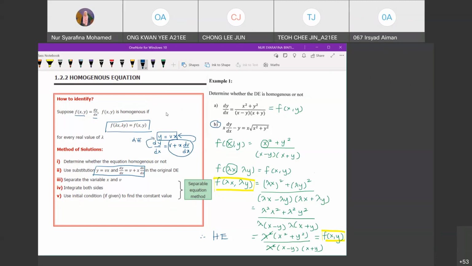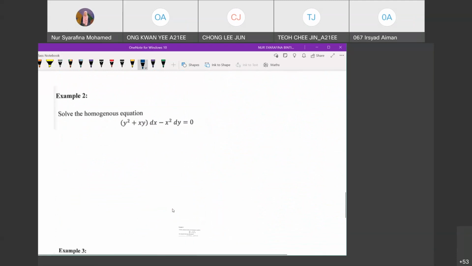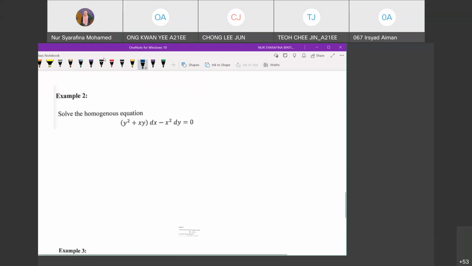So we use the substitution y equals vx in the original differential equation, separate the variables x and v, integrate both sides, and use the initial condition. Once you use the substitution, it is actually the solution of a separable equation. Okay, so let's try to do the example here. Solve the homogeneous equation. It is mentioned already that this is a homogeneous equation, so no need to show.